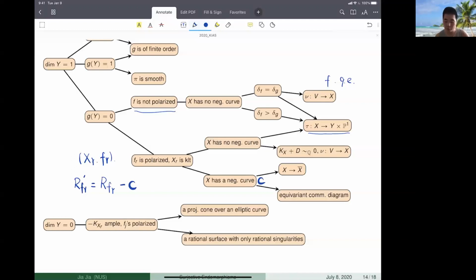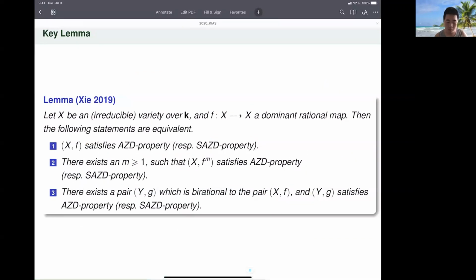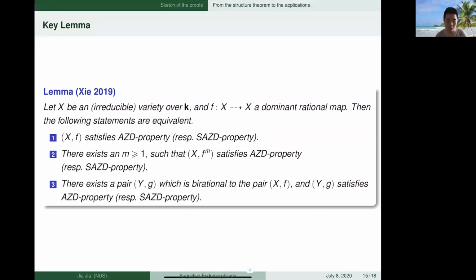Using this diagram, we can show the structure theory is true, but it's not very clear. We have classified all the cases and reordered them into 9 cases. Using this main theorem, we can show the JD properties of the pair (X, F). We need this key lemma, which is proved by Junyi Xie.